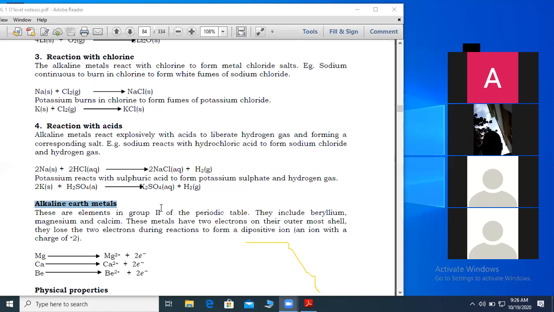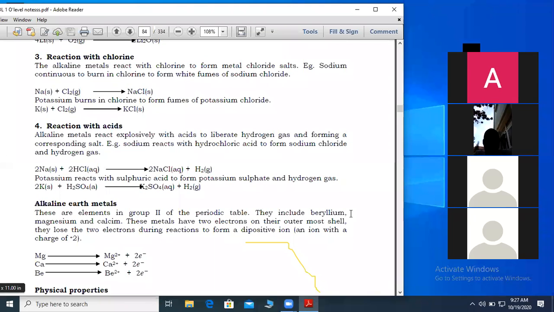If they have 2 electrons in the outermost energy shell, it means that to become stable, they should lose those 2 electrons. So their ions always have 2 positive charges because they lose 2 electrons to become stable. Those 2 electrons are lost by the metal on the left-hand side. So it should be magnesium minus 2 electrons forming magnesium ion. But when the electrons cross the equal sign, they become plus 2 electrons.